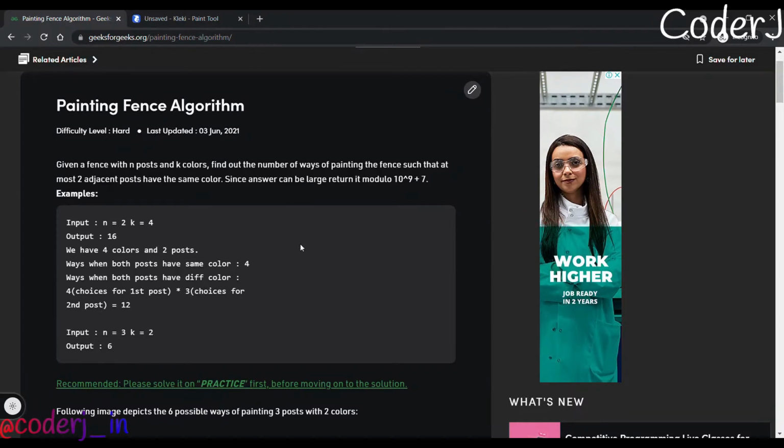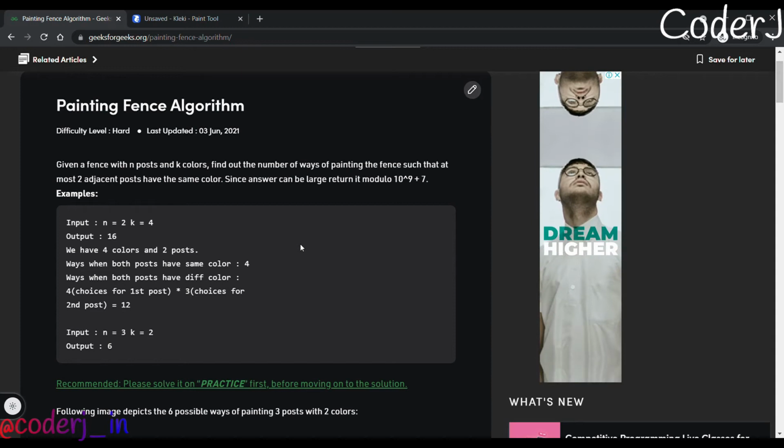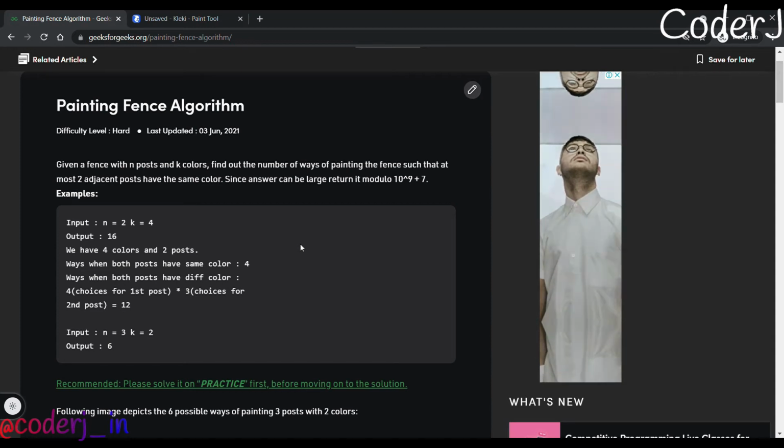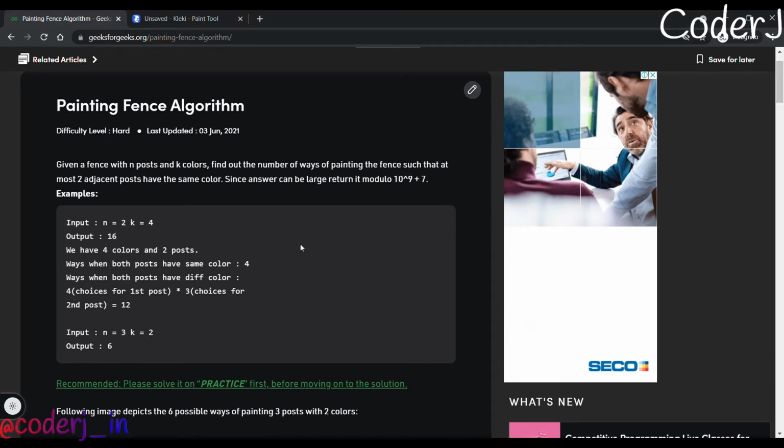Hi guys, in our DP series, today we'll be attempting the painting fence algorithm. This is a pretty popular question and I myself have recently encountered this question in a JP Morgan paper. So firstly, let's start with the problem description. After that, we'll dive deep into the approaches that we can take.